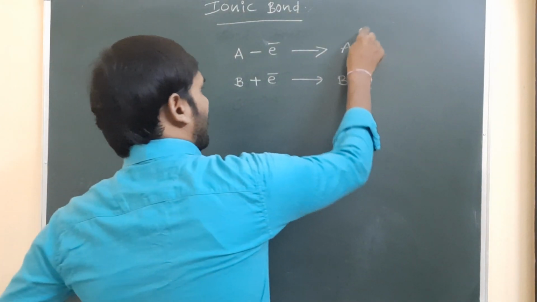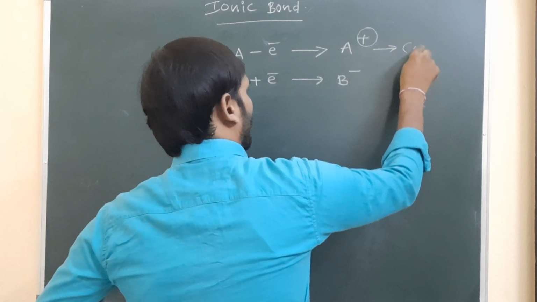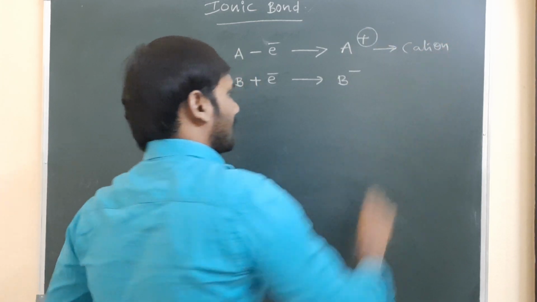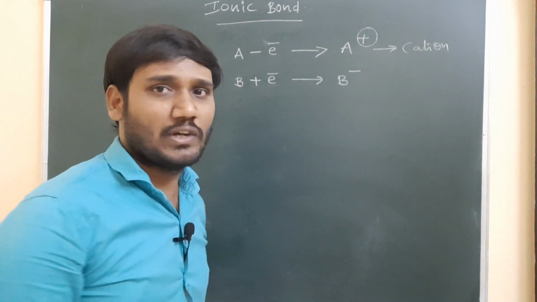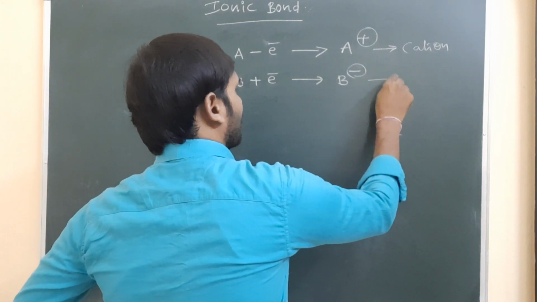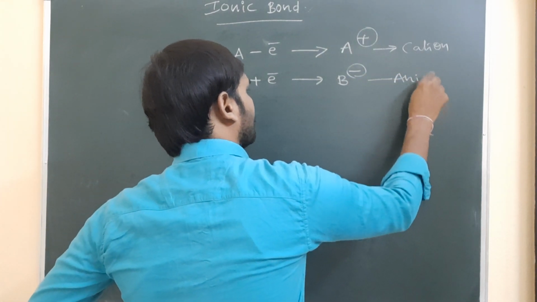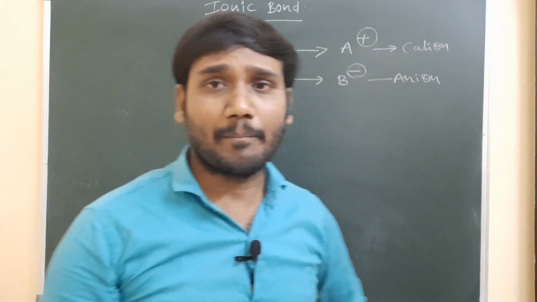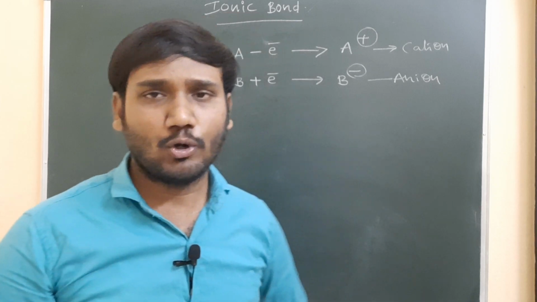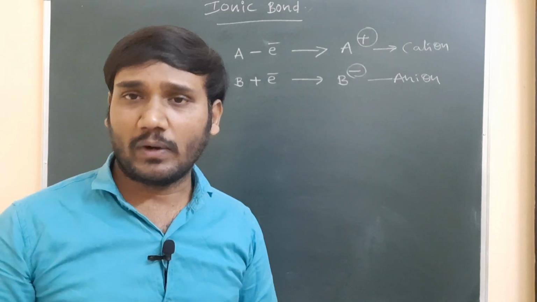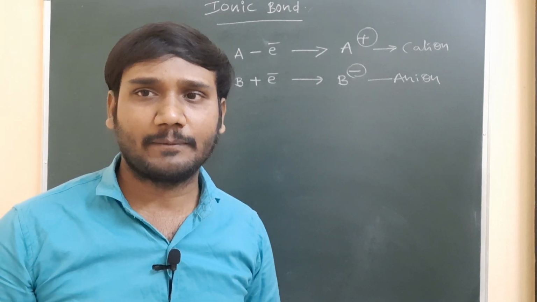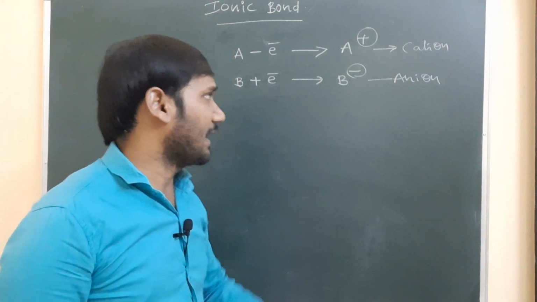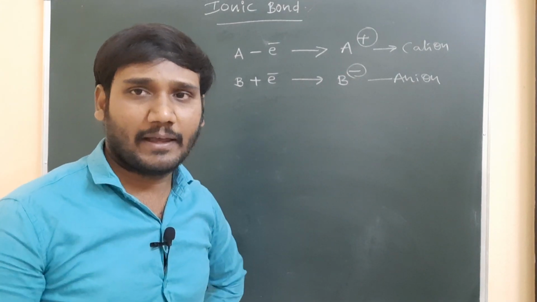The species which has a positive charge we call a cation. The species which has a negative charge we call an anion. So by losing an electron from an atom and by gaining an electron by an atom, two types of ions are forming, one cation and the other anion. In this pair, A is the cation and B is the anion.